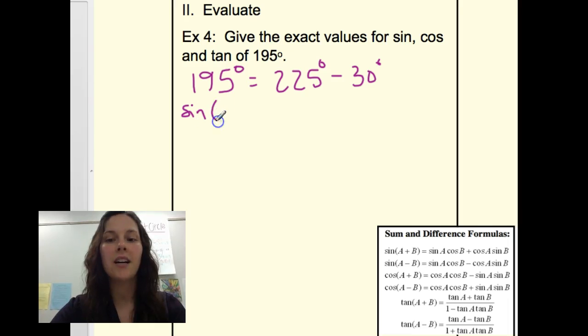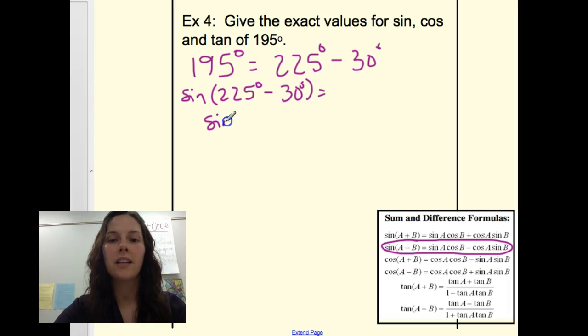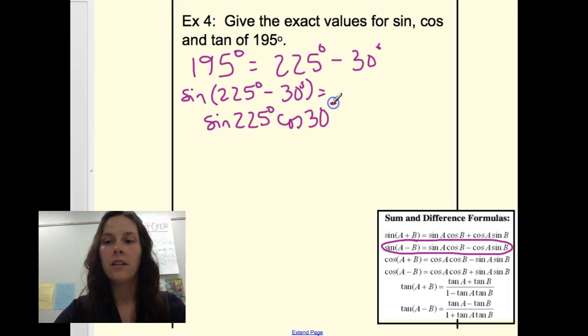And we've got sine of 225 degrees minus 30 degrees. So we're going to use that second formula on our sheet here, and we'll find the sine times the cosine minus cosine times sine. So we've got sine of 225 degrees times cosine of 30 degrees minus cosine of 225 degrees times sine of 30 degrees.